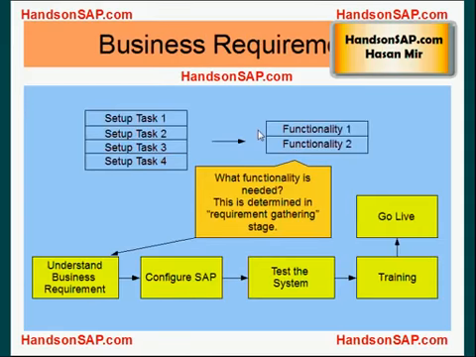And how do you know what functionality is needed? That is determined in the business requirement stage, in stage 1, where you understand the business requirement of the client. So that's how you know what functionality is required, and that's how you know that you need to perform certain tasks in order to achieve this functionality.